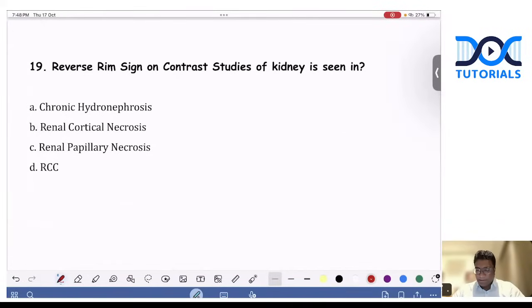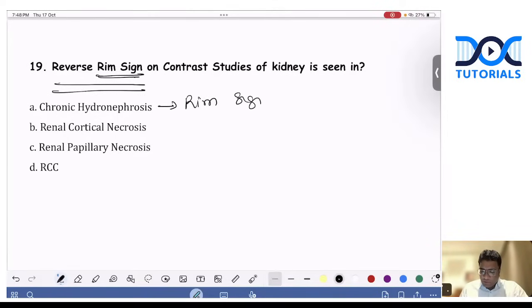Next, reverse rim sign. Now, please remember, rim sign is different, reverse rim sign is different. Rim sign will be seen in chronic gross hydronephrosis, whereas renal cortical necrosis will show you a reverse rim sign.